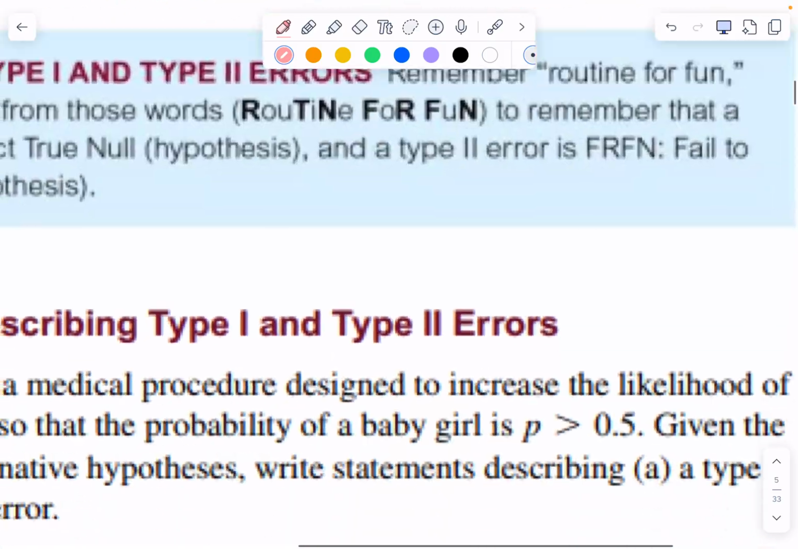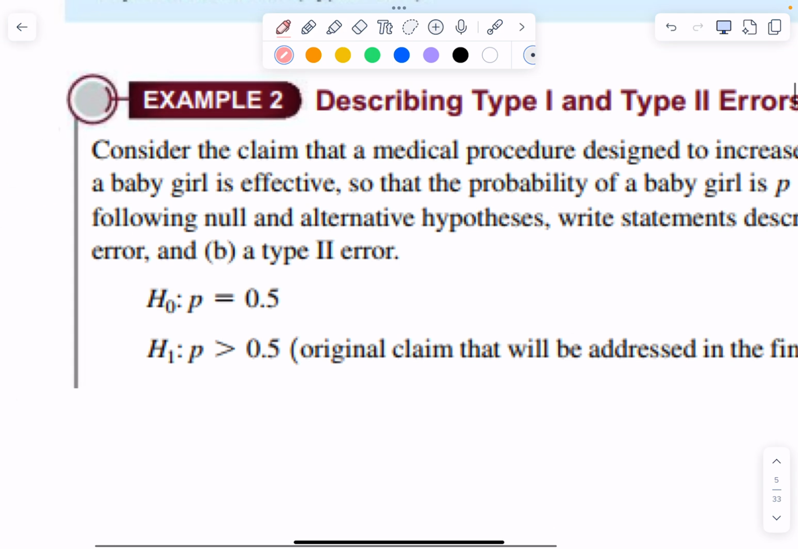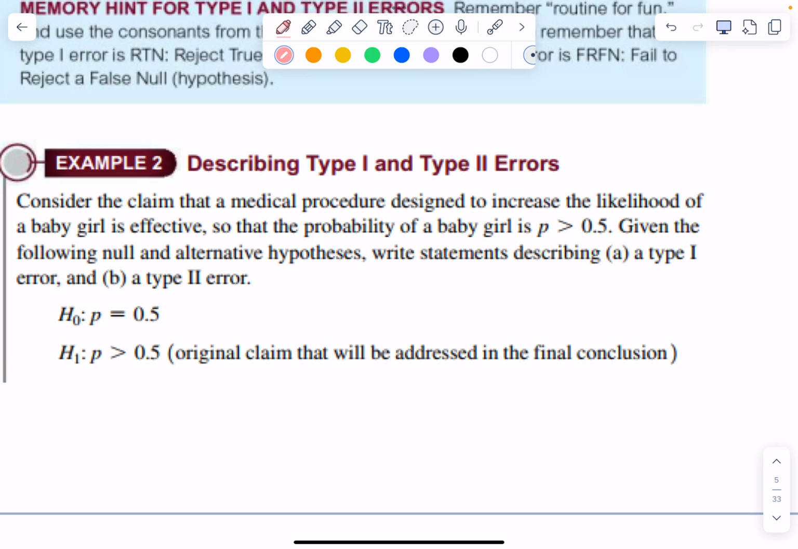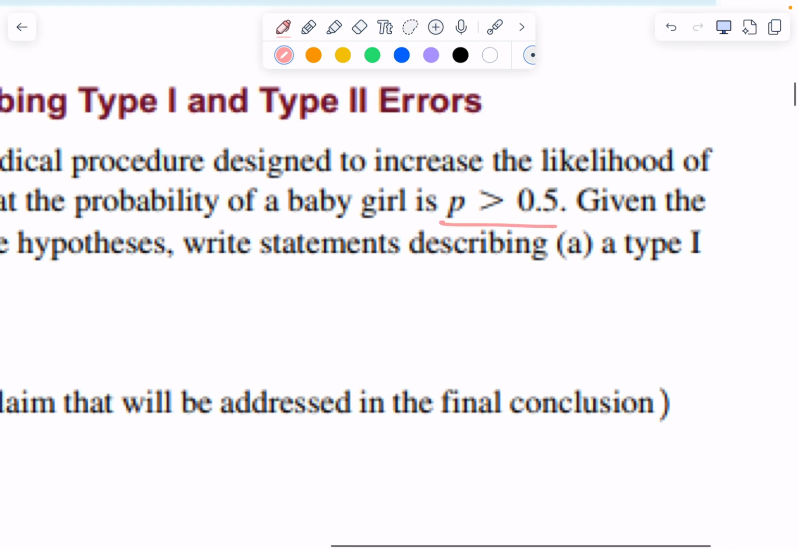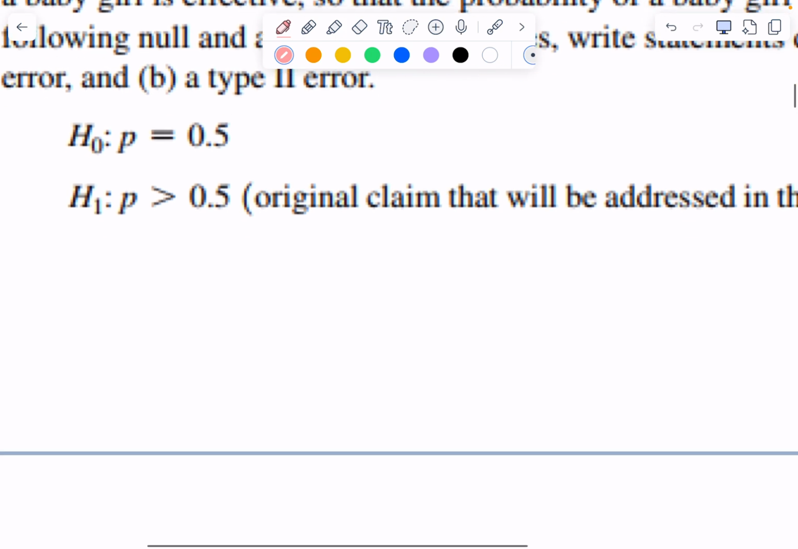All right, let's do example 2. So we're talking about type 1 and type 2 error. Here is what we're talking about: the likelihood of a baby girl happening. So the chances of conceiving a baby girl greater than 50%, and the chances of conceiving a baby girl equal to 50%. Okay, so we're going to talk about type 1 and type 2 error.